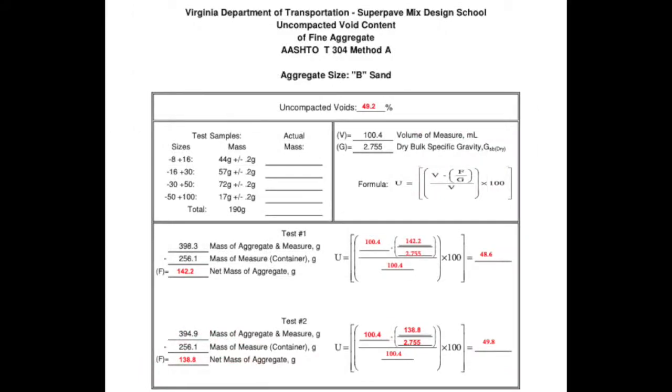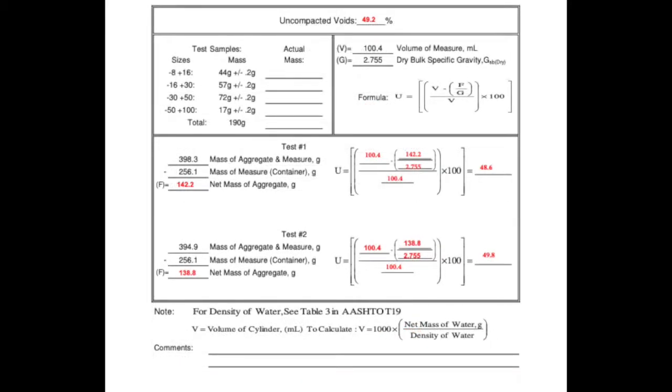Now we will look at our calculation on uncompacted void content of a fine aggregate, also known as fine aggregate angularity. So on the top portion of this worksheet, you will see the letter V and the letter G. V represents the volume of the measure. G represents our bulk specific gravity, our GSB that we determined earlier, which is a 2.755.